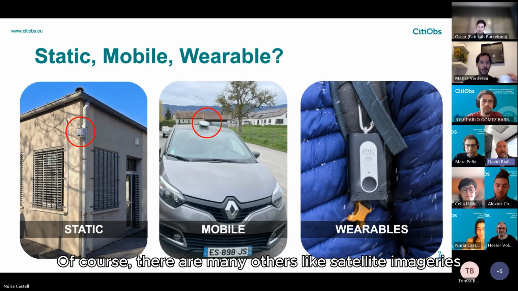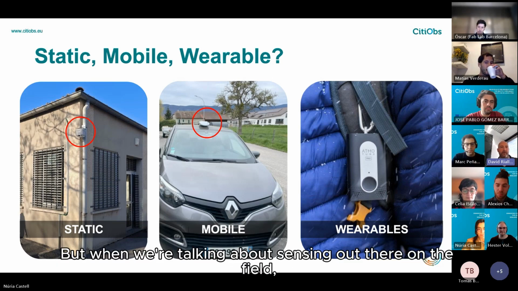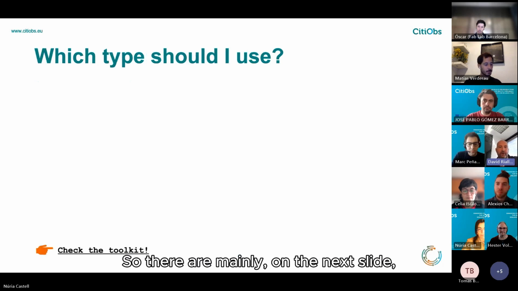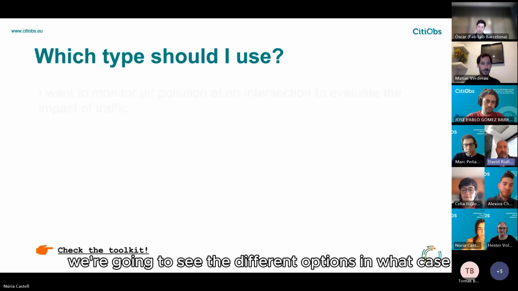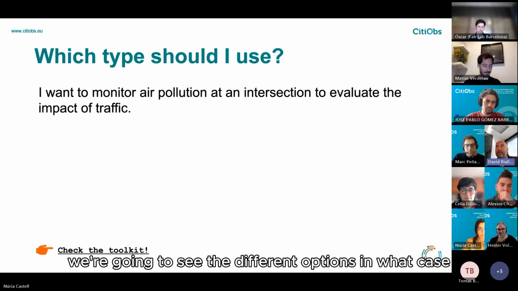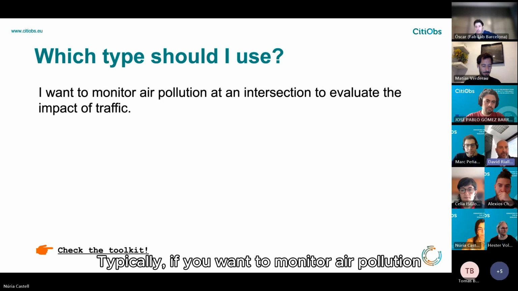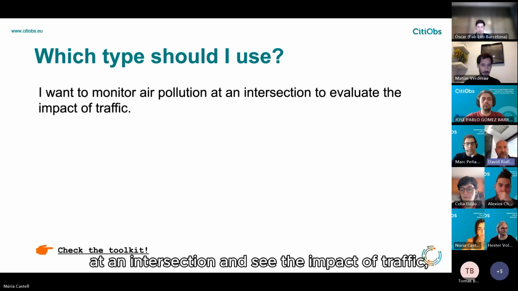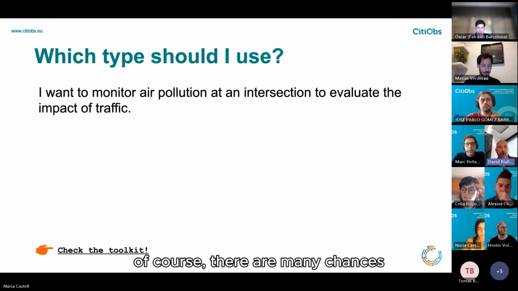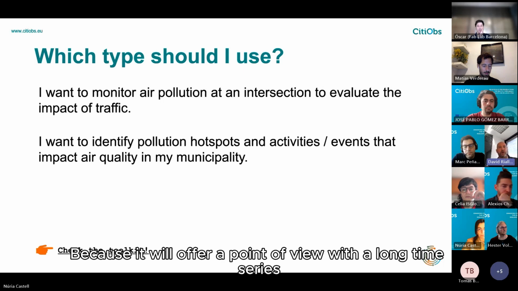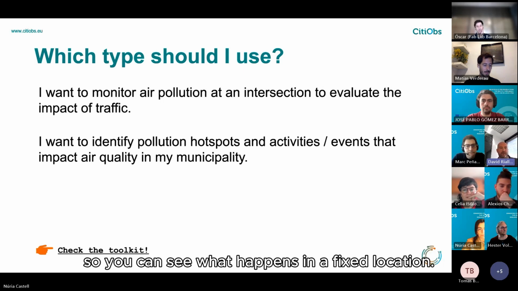Of course, there are many others, like satellite imagery and stuff like that. But when we're talking about sensing out there on the field, it's again static, mobile, and wearables. On the next slide, we're going to see the different options, in what case a sensor will be the most suited. Typically, if you want to monitor air pollution at an intersection and see the impact of traffic, there are many chances you will go for a static device because it will offer a point of view with a long time series, so you can see what happens in a fixed location.